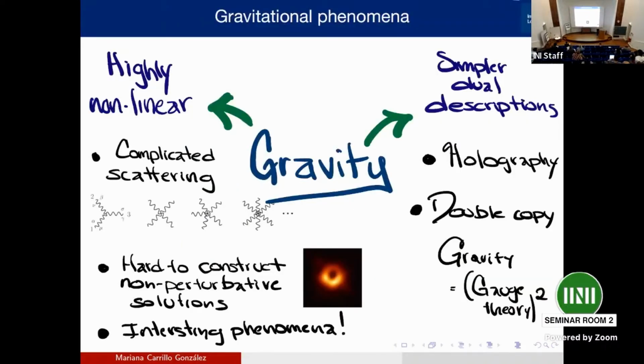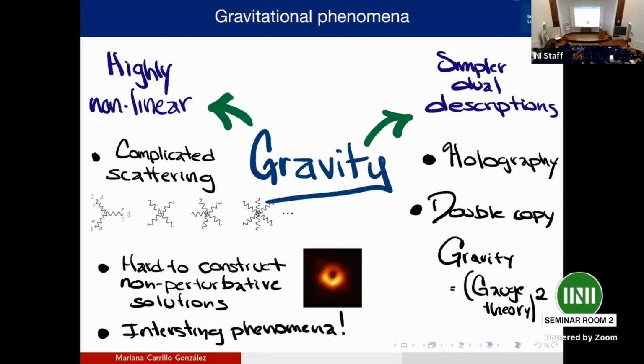So let me just start with a broad introduction of why we care about this. The main goal is understanding gravity better. As we know, gravity can be highly nonlinear, which makes many calculations complicated. For example, if you want to do scattering amplitudes, you have an infinite number of vertices that can give you a very complicated calculation of your S matrix. Also, it can be very hard to construct non-perturbative solutions, again from its highly nonlinear nature.